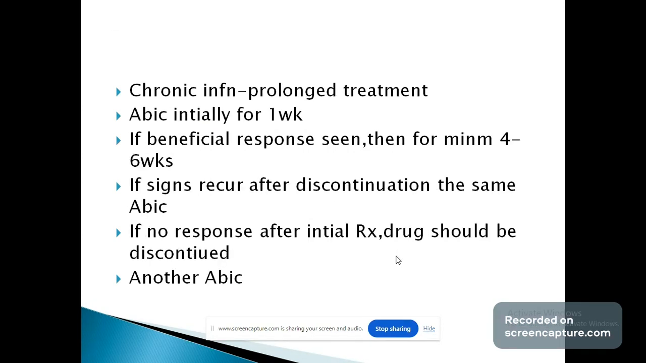If there is chronic bacterial rhinitis, you need a prolonged antibiotic treatment. How do we use antibiotic? We initially start antibiotic for 1 week. If a good response occurs, then you use antibiotic for a minimum of 4 to 6 weeks. If signs recur after discontinuation, the same antibiotic can be used. If there is no response after the initial treatment, you have to change the antibiotic.